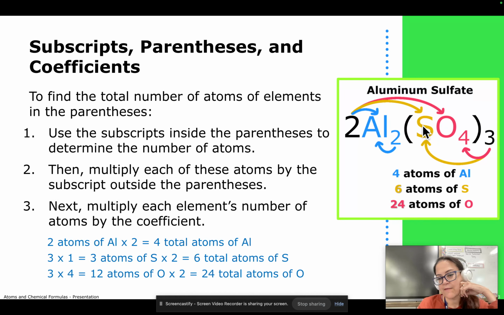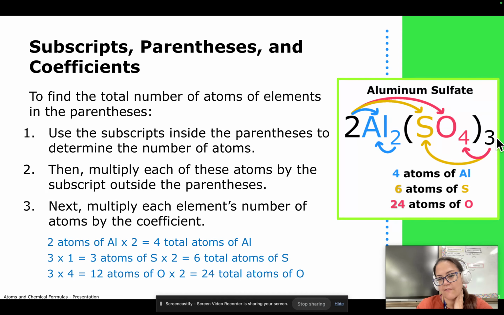Here inside the parentheses, we have 1 sulfur, but there's 3 of those. So 3 times 1 is 3. But then multiplied by the 2 of the coefficient, we actually are going to have 6 S's. So S1 times 3 is 3, times 2 is 6. Okay, then let's do the O4. So in each of these little bits, we have 4 oxygens, but there's 3 of those sections. So 3 times 4 is 12. So we have 12 oxygens per molecule, but we have 2 molecules. So 2 times 12 is 24.